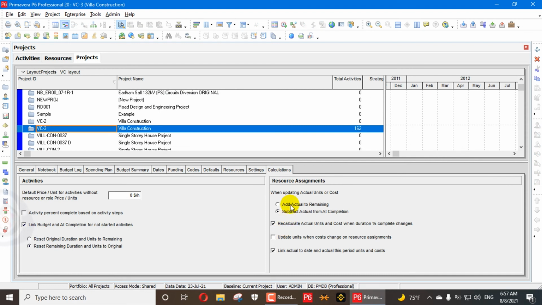If you want to update your actuals and remaining to get your at completion, you can click that setting. I recommend this one if you are updating your actuals and remaining on a daily basis. If you don't want to update your remaining and you want to fix your at completion, you can put in your actuals and get your remaining, and your at completion will be fixed. You can use that setting if you have not planned for a huge budget and your budget is equal to your actual. If your actuals exceed your at completion, then you can use this setting, add actual to remaining, to control your at completion.